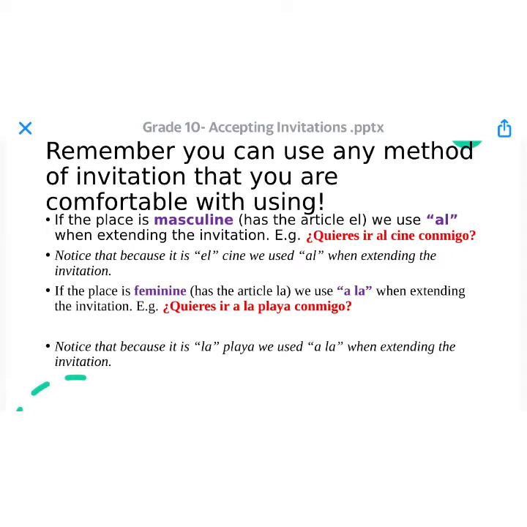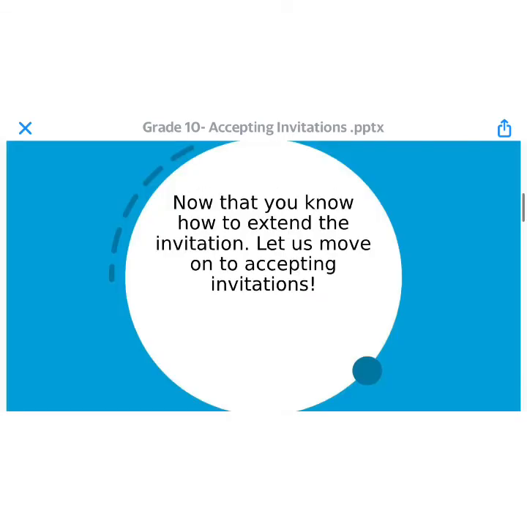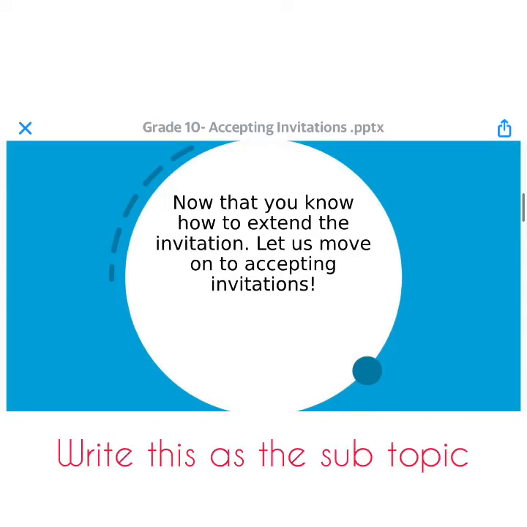However, if the place is feminine, meaning that the place has the article la, we're going to use a la when extending the invitation. For example, ¿Quieres ir a la playa conmigo? Notice that we used a la because it is la playa. Now that you know how to extend the invitation, today you're going to learn how to accept an invitation in Spanish.